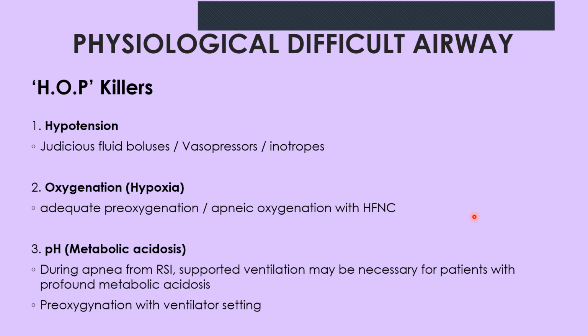For patient with metabolic acidosis, during apnea from RSI tu, meaning lepas kita bagi paralytic agent tu, supported ventilation may be necessary sebelum nak intubate tu. So usually patient yang ada metabolic acidosis ni, we can also pre-oxygenate with ventilator. So apa significant HOTKILLERS ni? Kenapa ada HOTKILLERS? Apa yang dia kill?